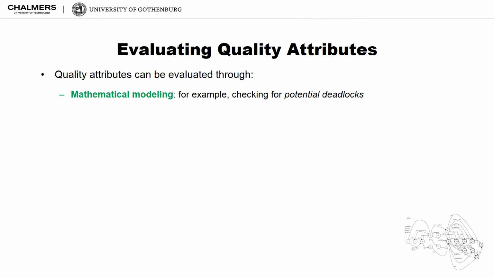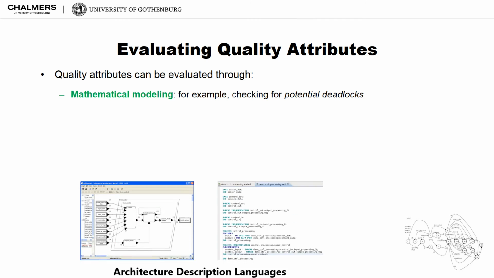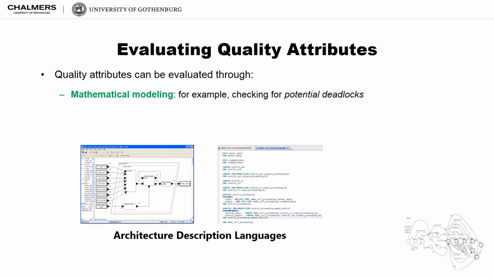The third approach is mathematical modeling, where mathematical models are used to statically evaluate architectural design models. For example, estimating the computational requirements of execution sequences or checking for potential deadlocks. A related formal approach is the use of architecture description languages, ADLs, to model and quantitatively assess quality properties such as safety and performance.